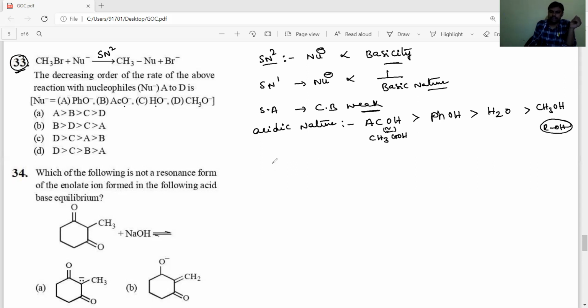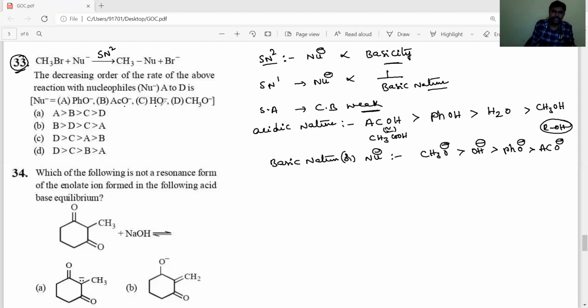Okay, according to that, the basic nature order, basicity or nucleophilicity order, is reversed. It means CH3O minus is more nucleophilic and more basic than OH minus, and then phenoxide ion, and then acetate ion. Okay, students. So among the options, D, C, then A, D, C, A and B. So the C option is correct.